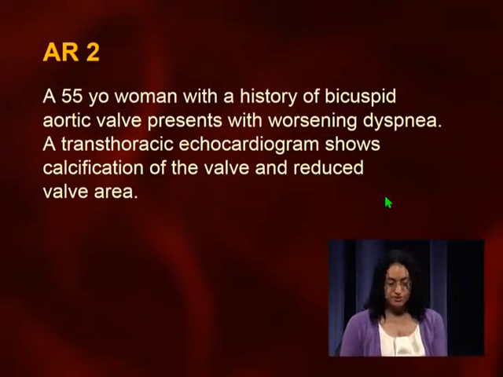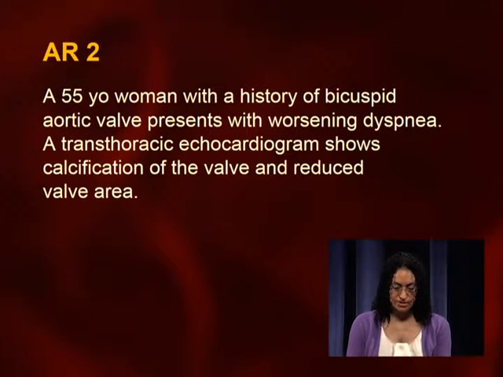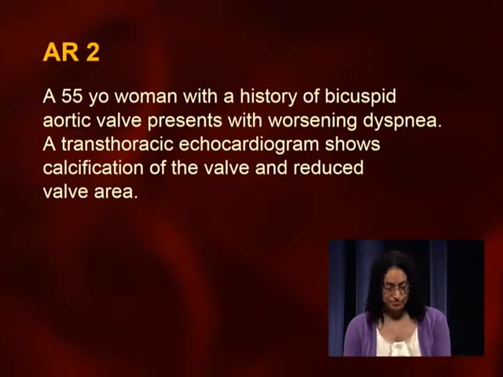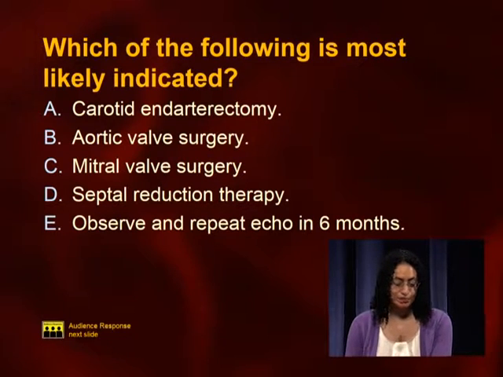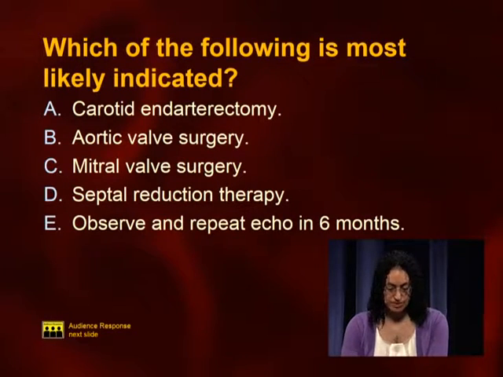Okay, next question. A 55-year-old woman with a history of bicuspid aortic valve, so there's your first clue, presents with worsening dyspnea. A transthoracic echo shows calcification of the valve and reduced valve area. Which of the following is most likely indicated? A, carotid endarterectomy, B, aortic valve surgery, C, mitral valve surgery, D, septal reduction therapy, or E, observe and repeat the echo in 6 months.